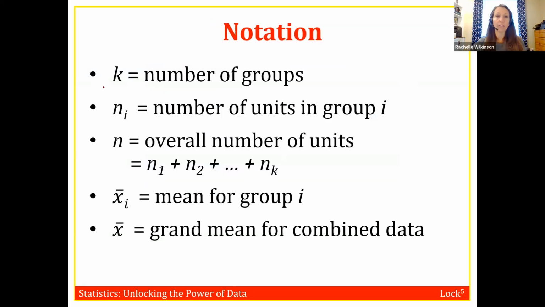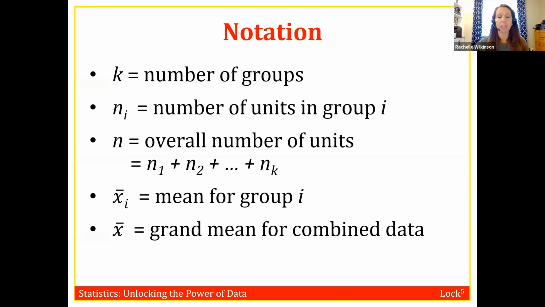Okay, so we already talked about K. K is the number of groups that are being compared. And when we use N with a subscript, that's going to represent the sample size for that particular group. So N1 would be the sample size for the pied wagtail, for example. If we talk about N with no subscript, then that's going to be the total sample size for all the groups combined. So if I add, in this case, N1 plus N2 plus N3 plus N4 plus N5, if I add all those numbers together, that's going to be my N, my overall sample size.